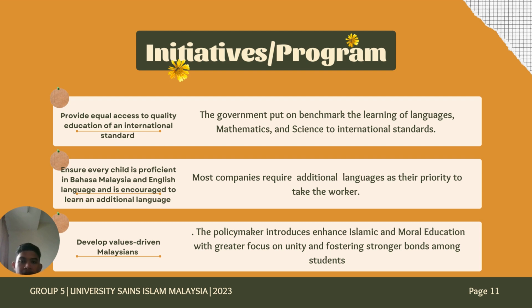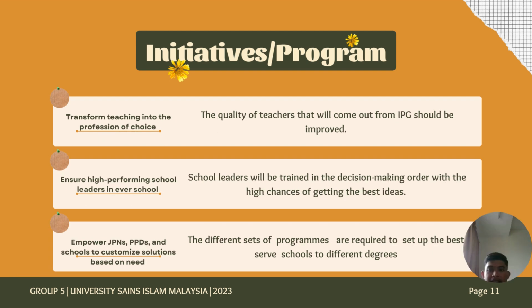The third initiative is to develop values-driven Malaysians. The policymaker introduced and enhanced Islamic and moral education with greater focus on unity and fostering stronger bonds among students. The meaning is that we need to make a program with other school or university to get the stronger bond together. Next, transform teaching into the profession of choice.